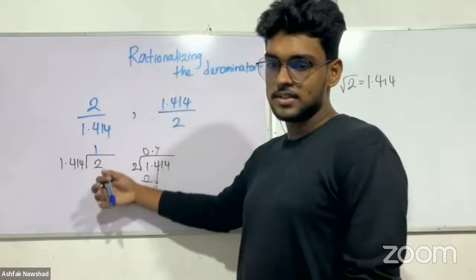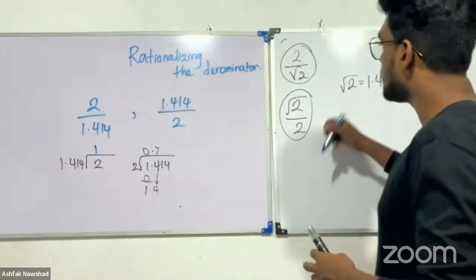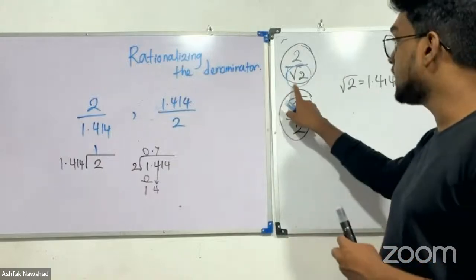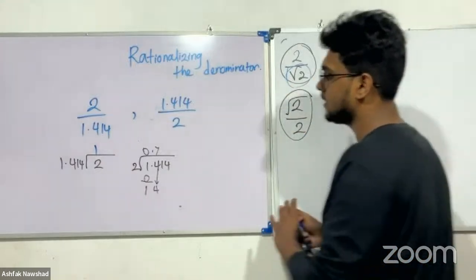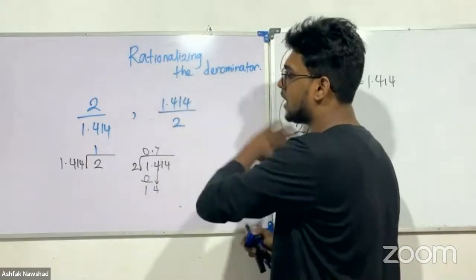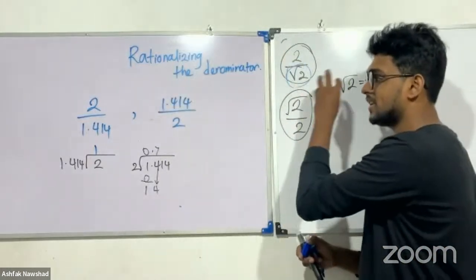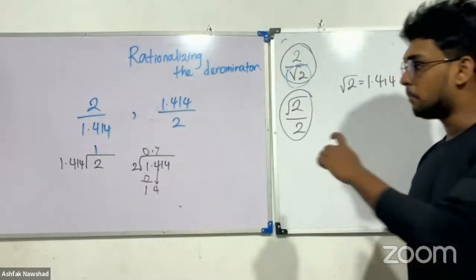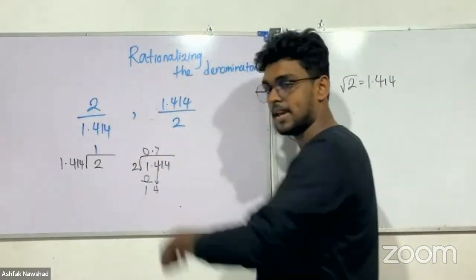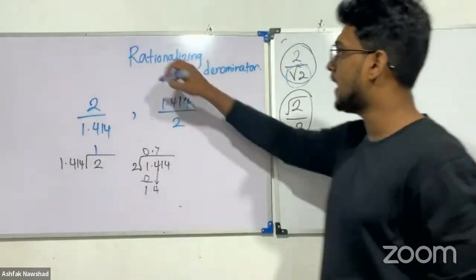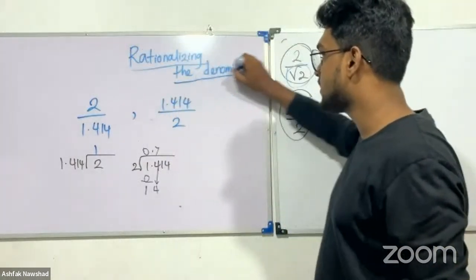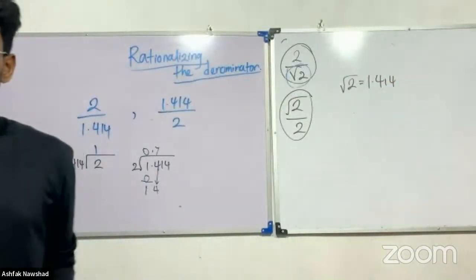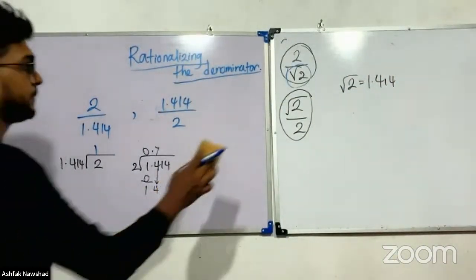So what do the mathematicians do? They do not prefer square roots being in the denominator. Numerator, no problem. If there's an irrational number in the numerator, it's okay, we can somehow simplify that. But if it is in the denominator, that's the case. So they have introduced the method of rationalizing the denominator. It's a very simple method.